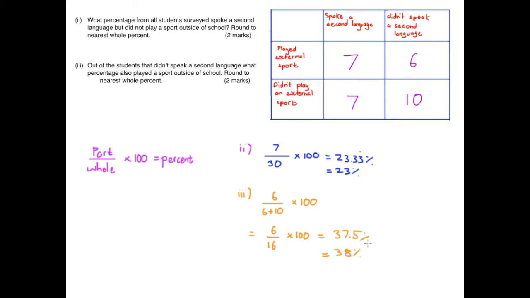Notice parts 2 and 3 each have different ways of telling us which total to use. The first question says, what percentage from all students surveyed, whereas in the third part, it says, out of all the students that didn't speak a second language. Getting familiar with this sort of wording is key to answering these questions.